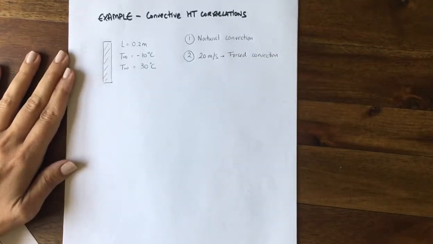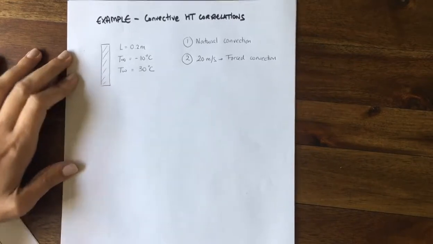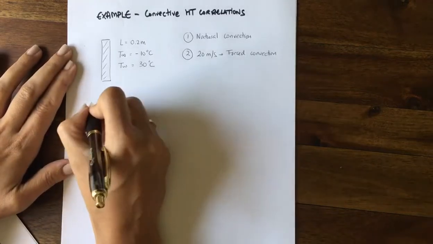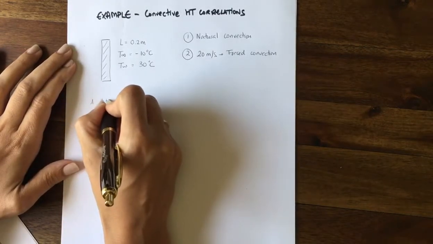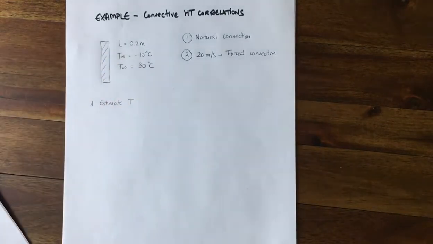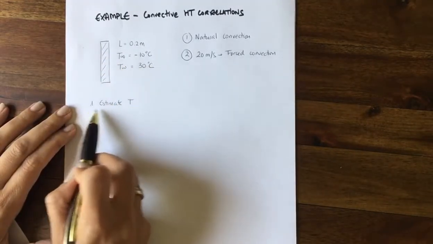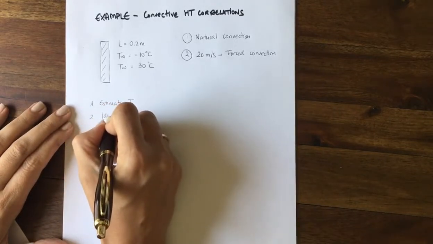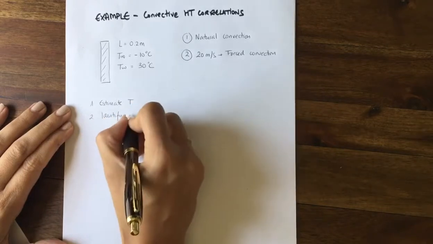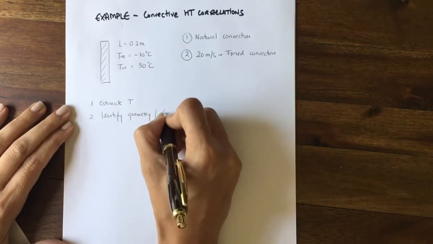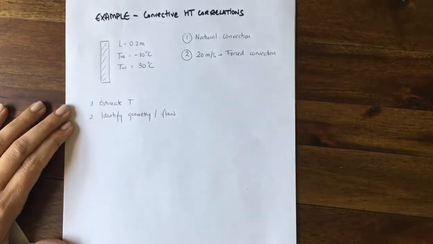As we saw in class, we normally approach this type of problem in different steps. So first we estimate the temperature if we don't know. In this case we know the temperature, so this step is not necessary. Then we need to identify the geometry and the flow, if it's either natural or forced convection.